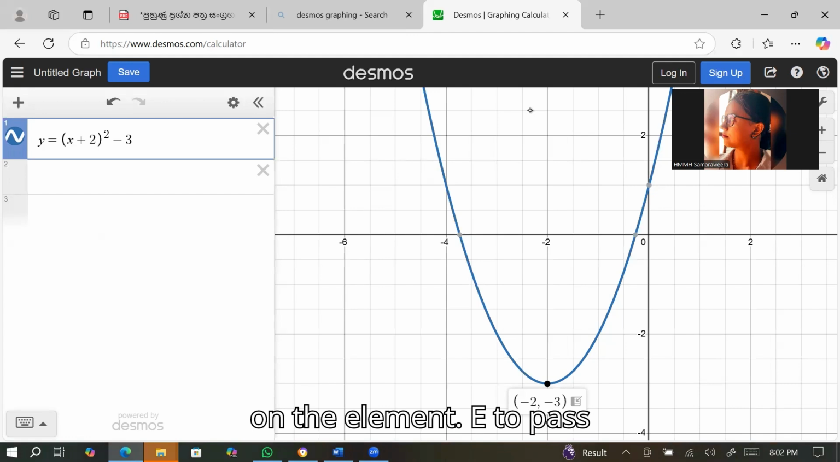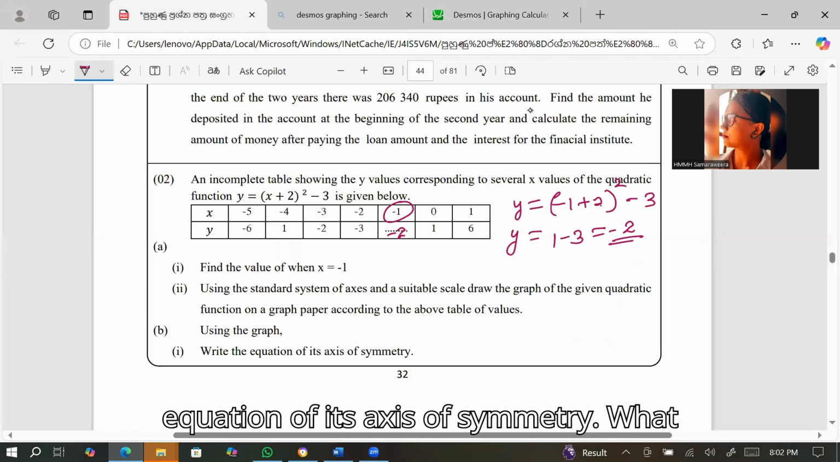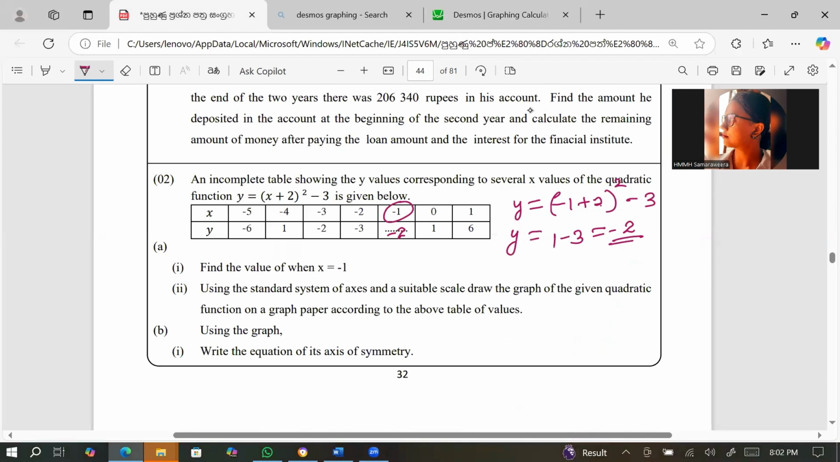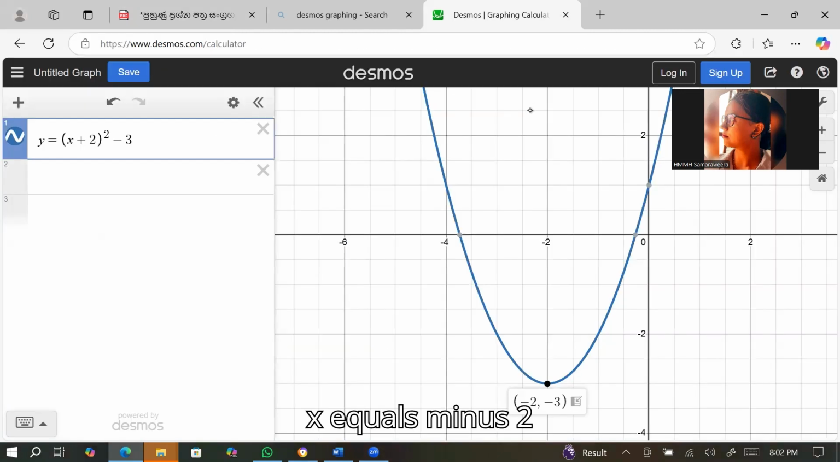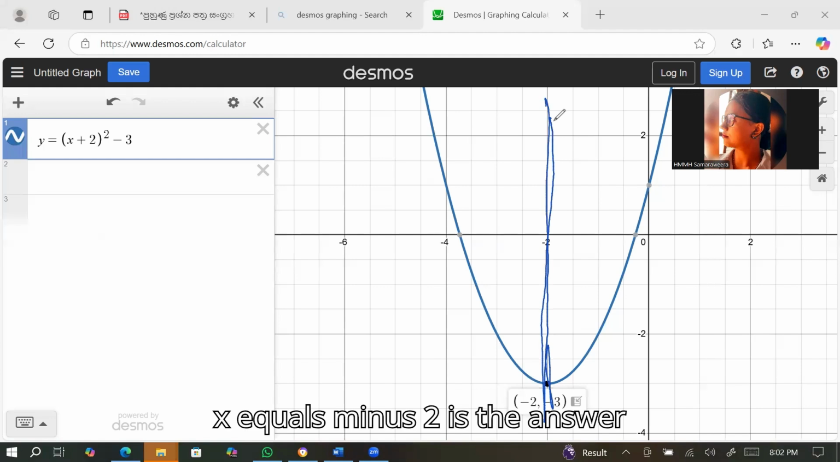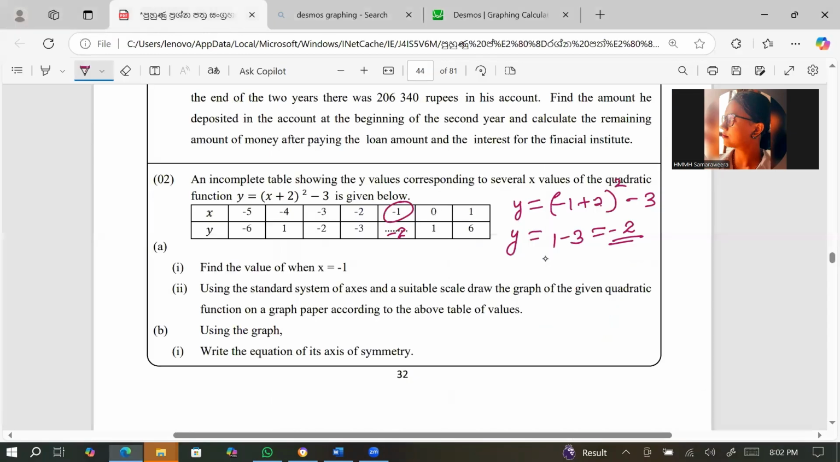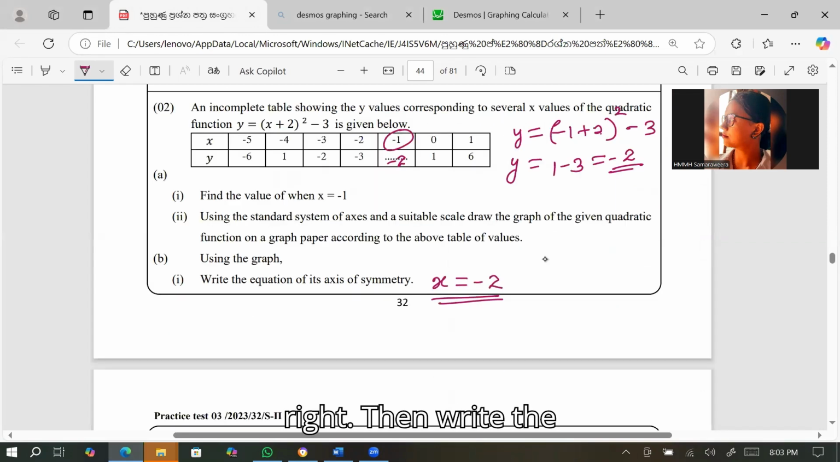Okay children, then write the equation of its axis of symmetry. What is the axis of symmetry? x equals -2 is the answer. x equals -2, right?